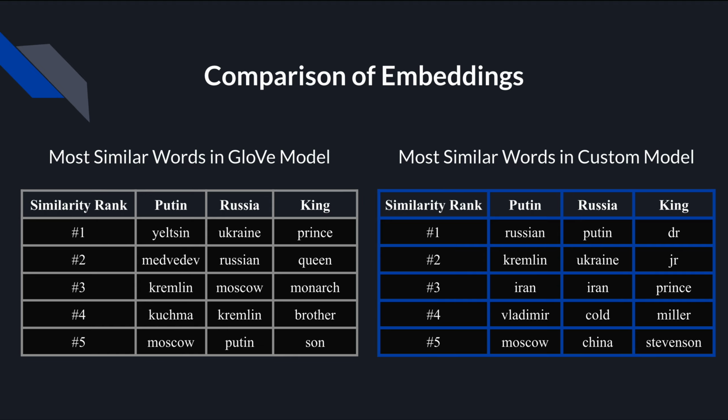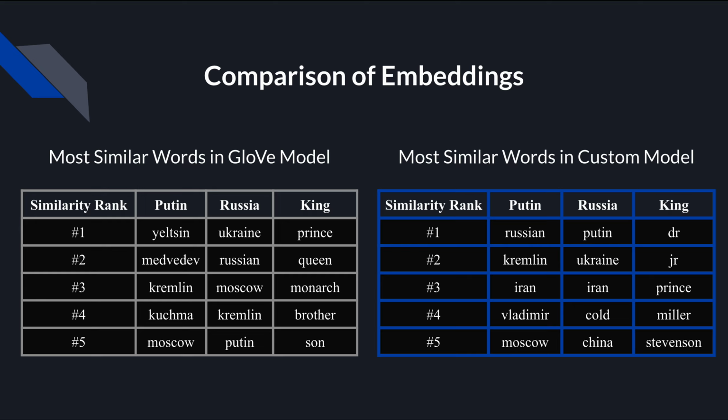This slide shows a direct comparison between the pre-trained GloVe embeddings and our own custom embeddings trained on the Russian tweet dataset. For each model, I looked at the 5 most similar words to Putin, Russia, and king. The table on the left shows the results from the GloVe embeddings, while the table on the right shows the results from our custom trained embeddings.